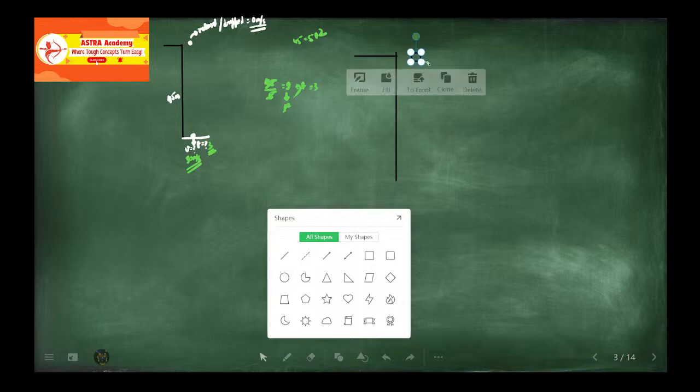The ball is released at a velocity 0 meter per second. Okay, and suppose the height is 80 meter. Tell me the answer fast.